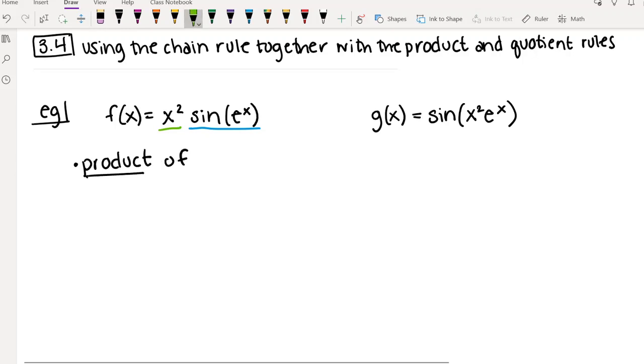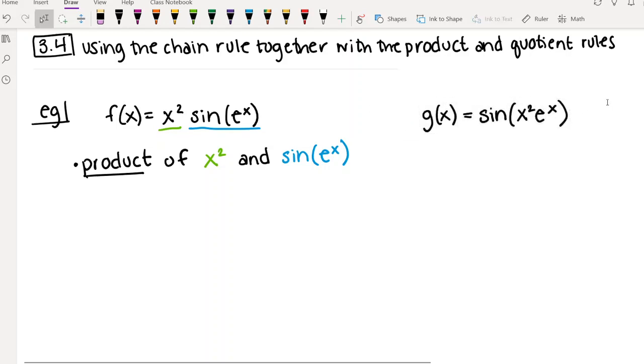So this is a function that is a product of x squared and sine of e to the x. And maybe I'll move that other one over a little bit. So there's something else going on though, which is sine of e to the x. Well, that is a composite function, right? And so what is this telling us? This is telling us that we're going to have to use both the product rule and the chain rule.